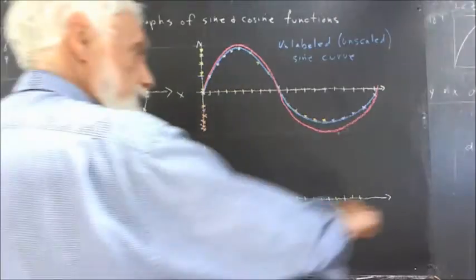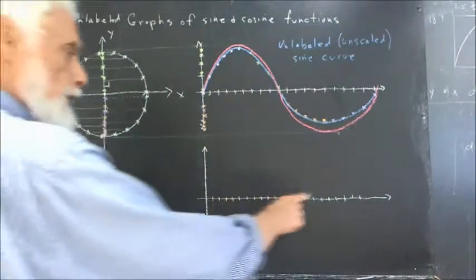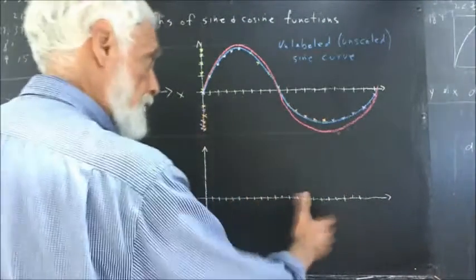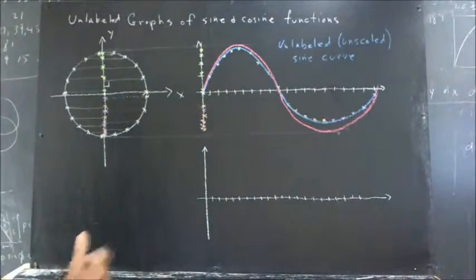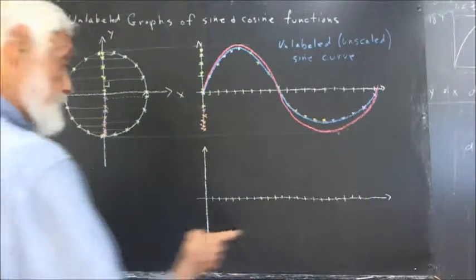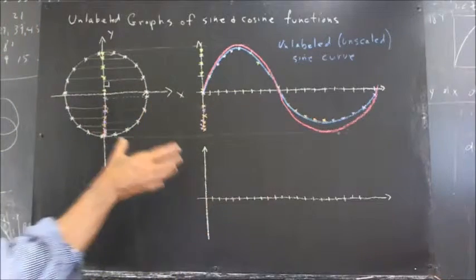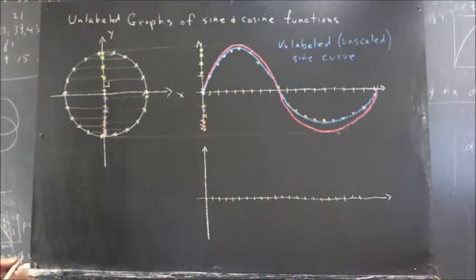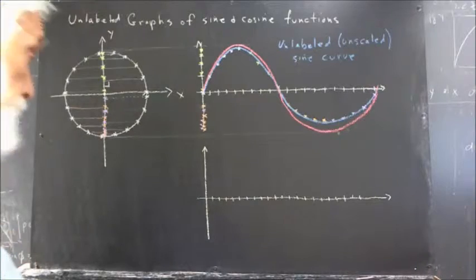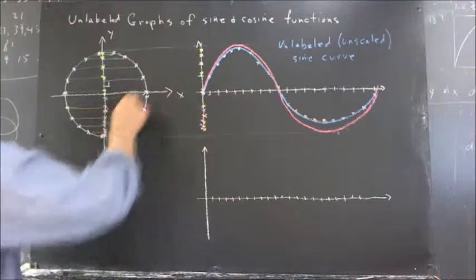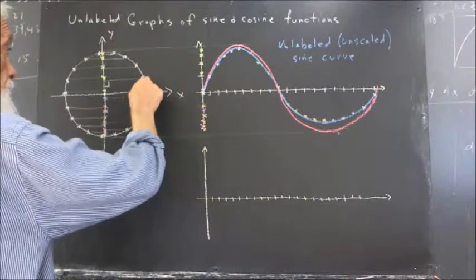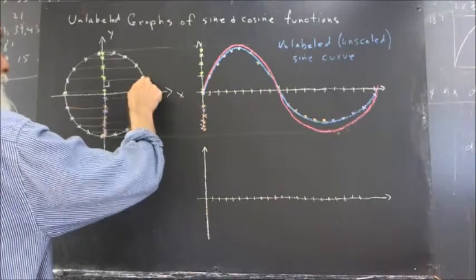Now I've got another set of axes here marked off with, I think, enough points, and I was a little more careful to space them pretty much equally. And I want to use this graph to represent an unlabeled or unscaled cosine curve. Now the cosine is a lot like the sine, except that we project down to the x-axis. So each point projects down to the x-axis.